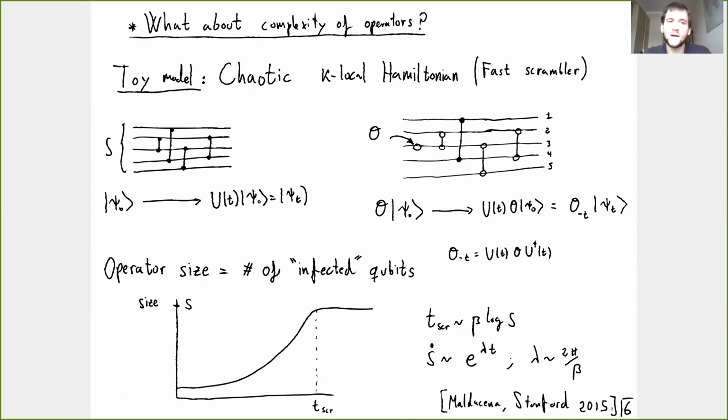One could also ask about the complexity of operators, which is something similar to what I just explained. Imagine we have a toy model, for example, based on some chaotic k-local Hamiltonian, where by k-local I mean that it can be modeled by a quantum circuit in which the gates act only on k qubits. This doesn't mean that the Hamiltonian has to be physically local, in the sense that it only acts on qubits that are physically next to each other, but it does mean that the Hamiltonian cannot act on many qubits at the same time.